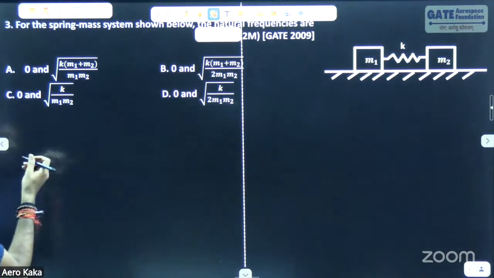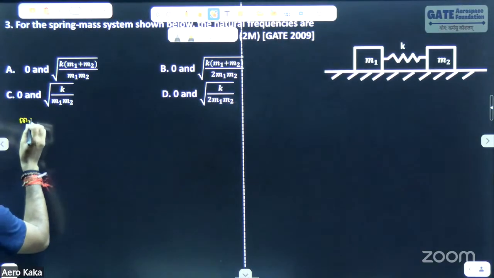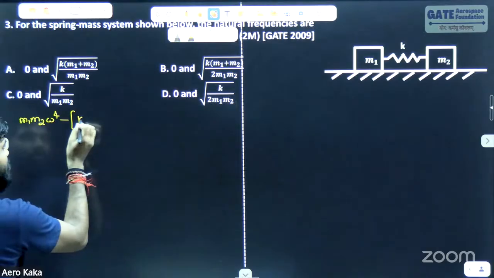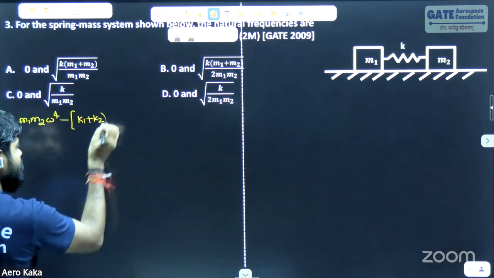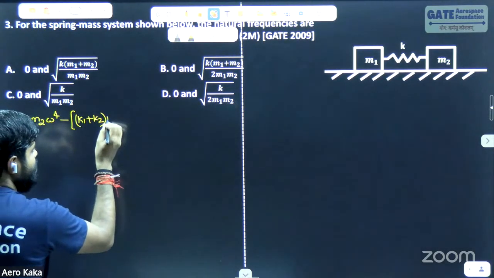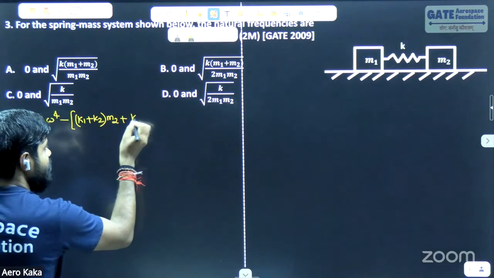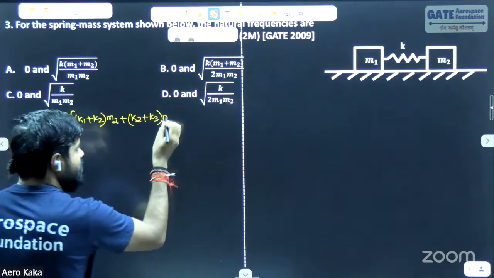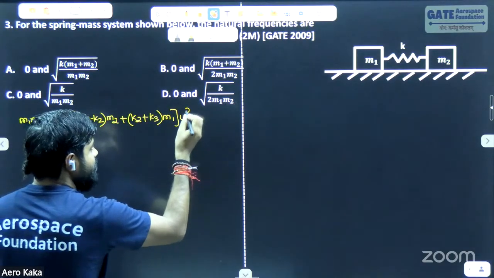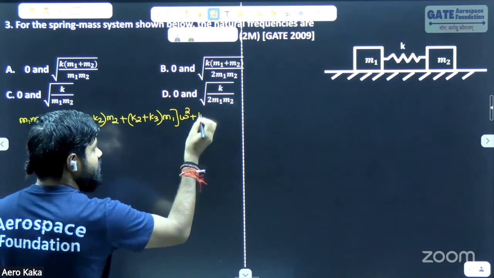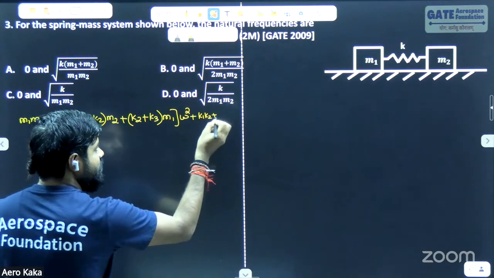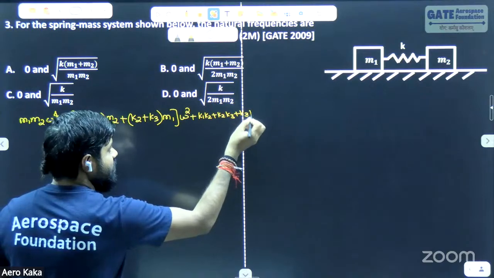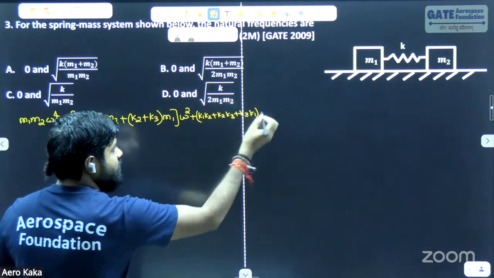For a 2 degree of freedom system, it is going to be m1 m2 omega raised to power 4 minus, in bracket, how much? (k1 plus k2), right, times of what? m2 plus (k2 plus k3) m1, omega square, plus (k1 k2 plus k2 k3 plus k3 k1) is equal to 0.